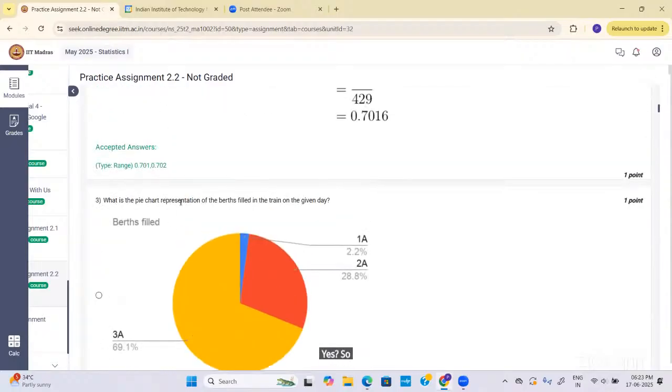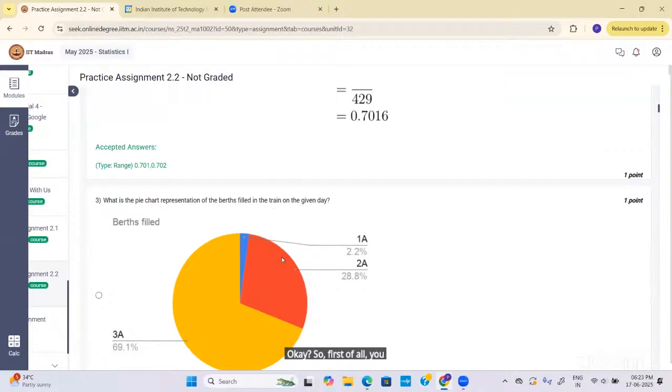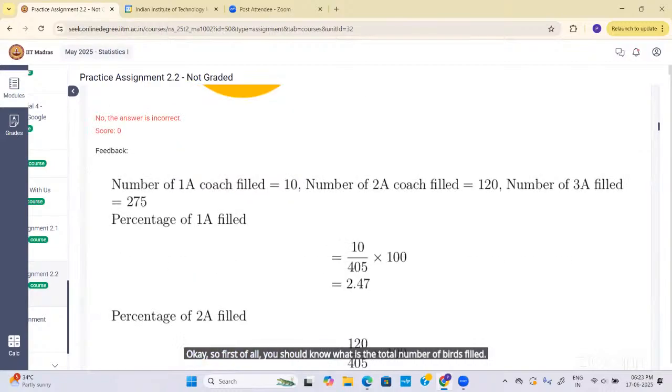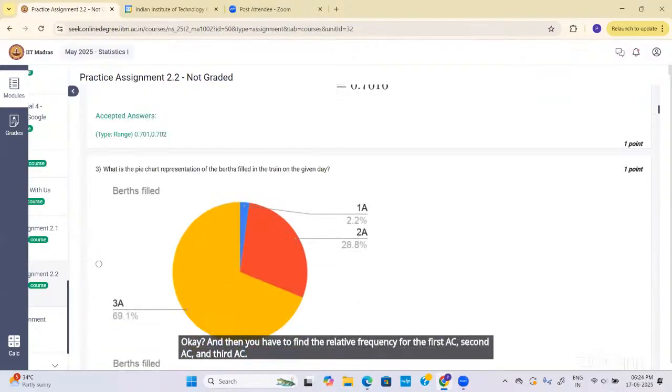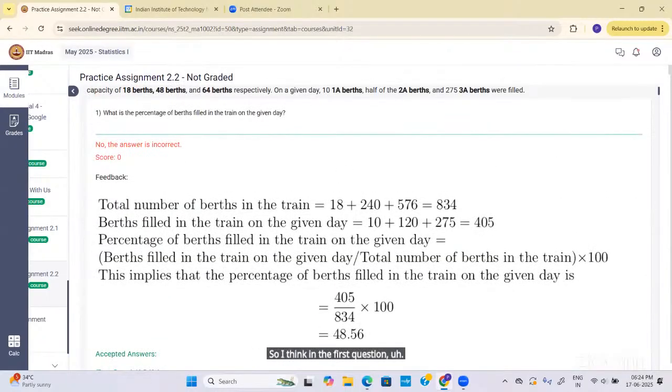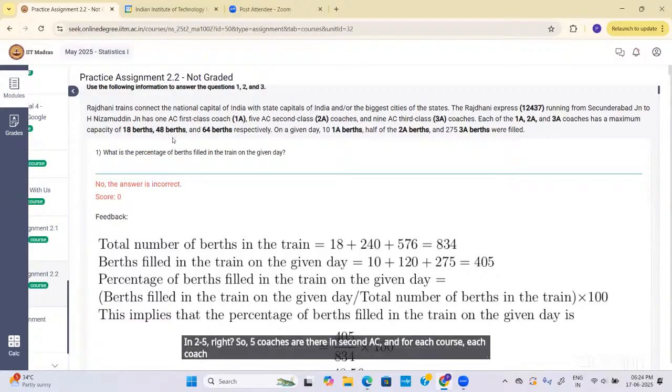It is asking what is the pie chart representation of the berths filled in the train on a given day. So first of all, you should know the total number of berths filled. Then you have to find the relative frequency for the first AC, second AC, and third AC. I think in the first question we have calculated. So the total number of berths filled is 10 plus half of the second AC. The total second AC berths will be 48 into 5, right? So 5 coaches are there in second AC, and for each coach we have 48 berths.